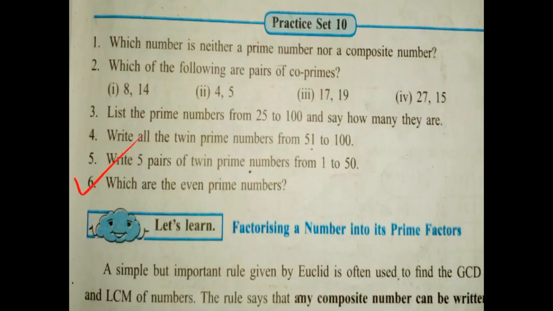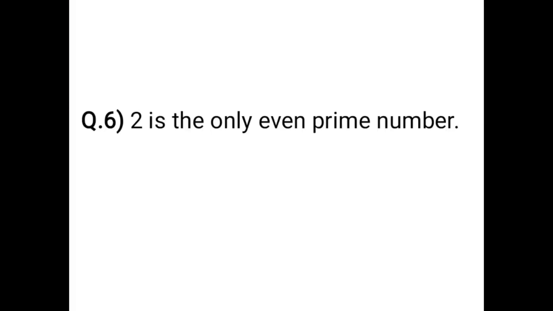Next, which are the even prime numbers? Correct answer is 2 is the only even prime number. Single digit 2 is a prime number. Why? Single digit number 2 is going only one table. 1 2s are 2, 2 1s are 2. Okay. I told you prime numbers are only divisible by 1 and themselves. Single digit number 2 is divisible only by 1 and 2. 2 is an even number also. 2 is a prime number also. This is the reason.